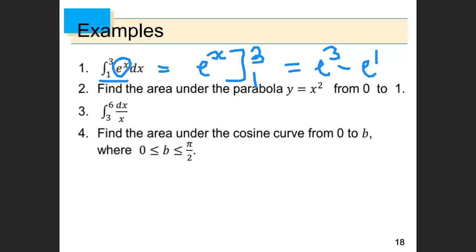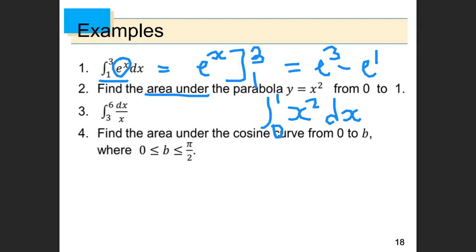For 2, find the area. Remember, when they say find the area, they're talking about integral. Remember, integral means area under a curve, right? So find the area under the parabola y equals x squared from 0 to 1. Indirectly, they tell you to find the integral from 0 to 1 of x squared. All right, definitely I'm not going to do this. Everyone can do this. Straightforward and easy. You just find the antiderivative of x squared, which is x cubed over 3, and then evaluate it at upper bound minus lower bound. All right.